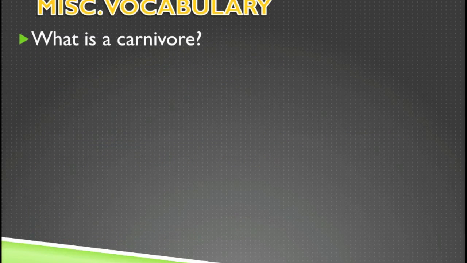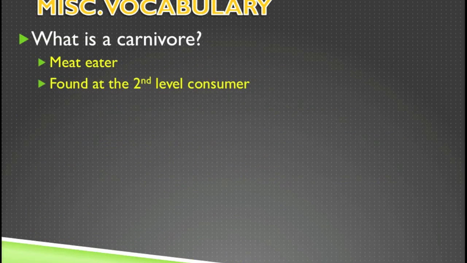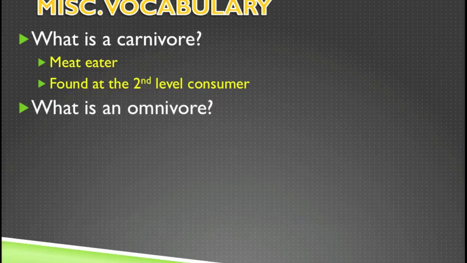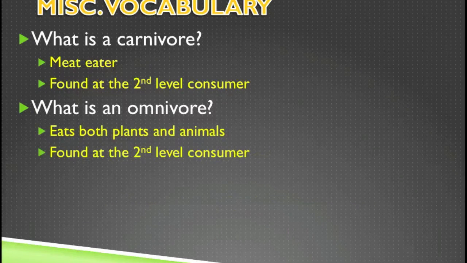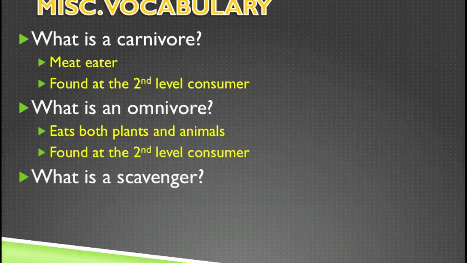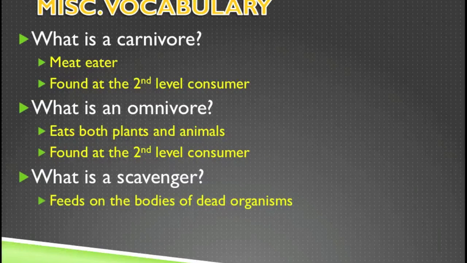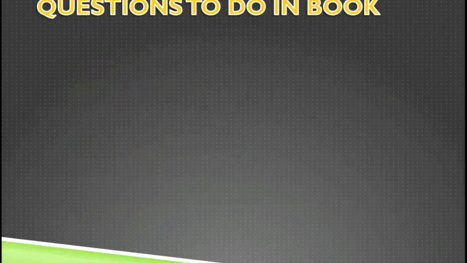Continuing on, what is a carnivore? It's going to be a meat eater, found at the second level consumer. What is an omnivore? It's going to eat both plants and animals, also typically found at a second level consumer. Finally, a scavenger, and that feeds on the bodies of dead organisms. And one example, and something that we have around here, are vultures, turkey vultures specifically.